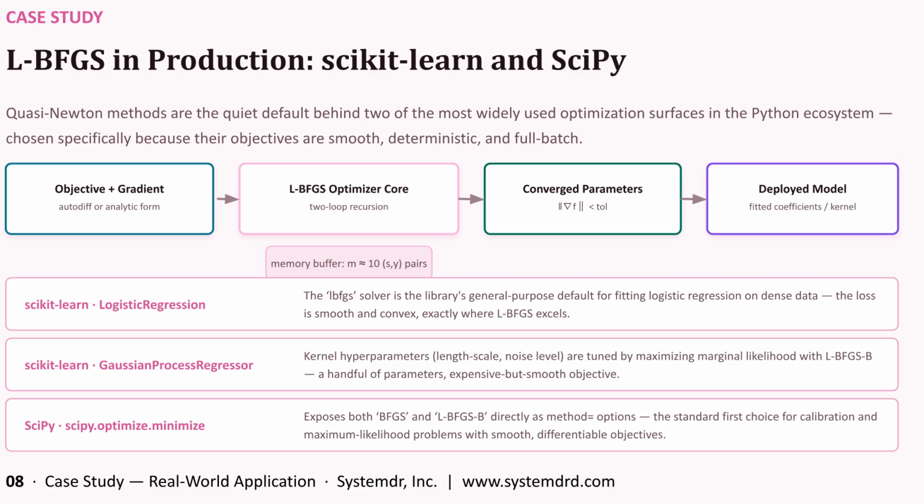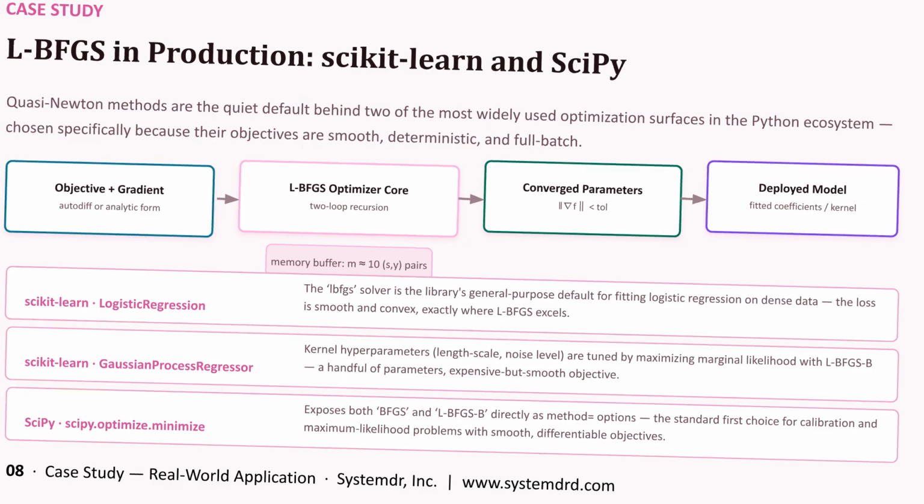And SciPy.optimize.minimize exposes both BFGS and L-BFGS-B directly, making it the standard first stop for calibration and maximum likelihood problems with smooth, differentiable objectives. Notice the common thread across all three: smooth, deterministic, full-batch objectives with a moderate parameter count. That's the signature to look for.